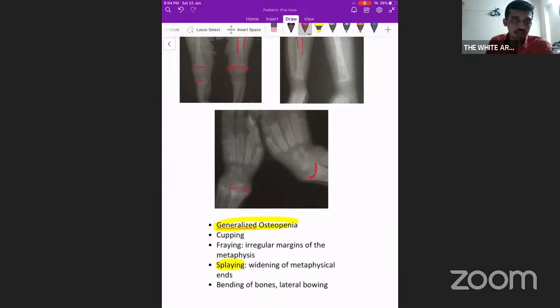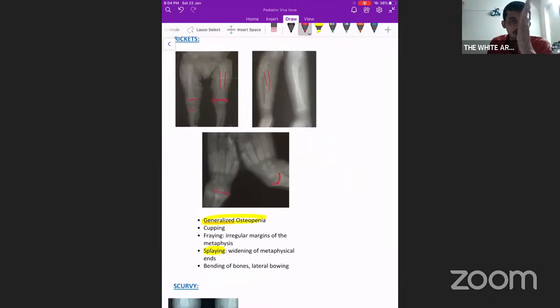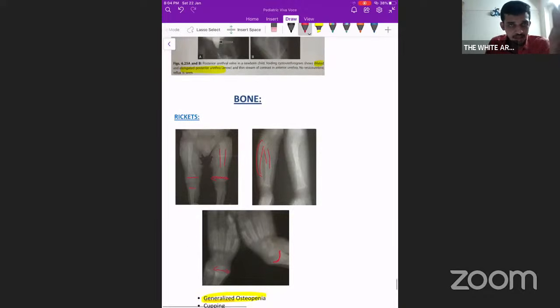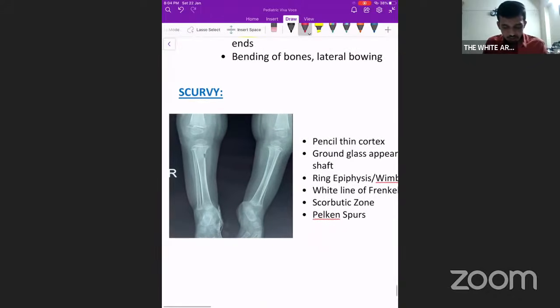So you'll have to know what is fraying. You'll have to know what is splaying. And finally, you'll have bending of the bones, which will lead to anterior bowing or lateral bowing or the windswept deformity, whatever you get. As you see, there will be bending of the bones. So these are the changes you find in rickets. Once you know the findings of rickets, next they will ask the changes in scurvy.